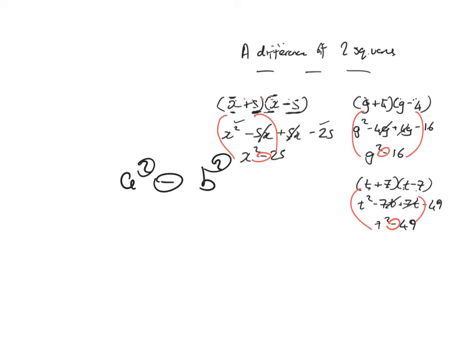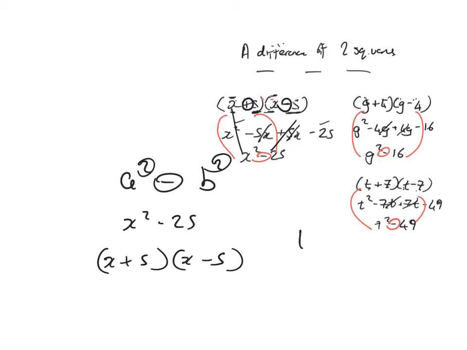Okay, so x squared minus 25. We end up with a bracket with a plus and a bracket with a minus, and it ended up that that was x and that was 5. So the square root of x squared is x. The square root of 25 is 5.